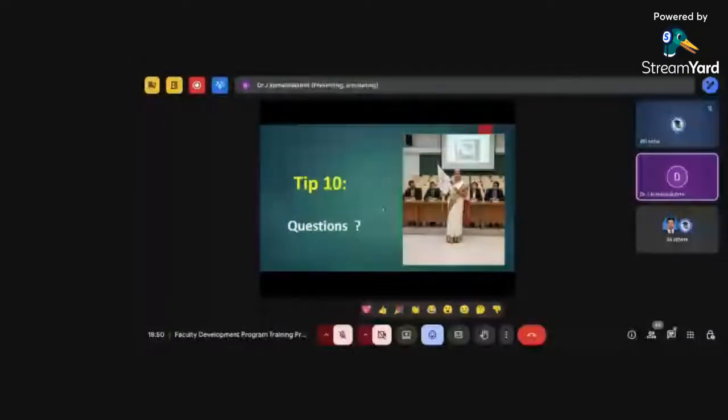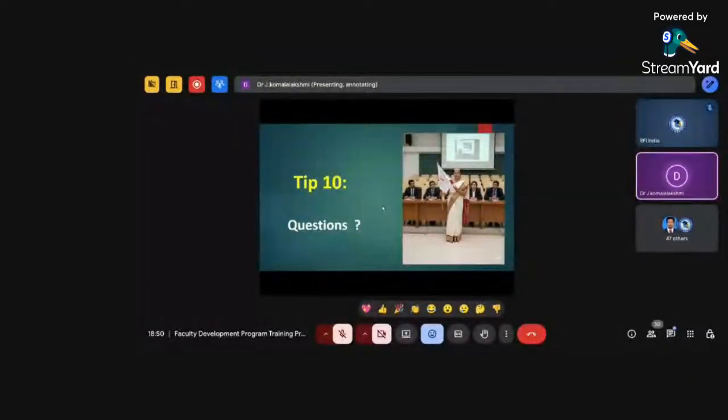And tip number 10 is questions. We have to give questions to the audience when we are giving group discussions. Either one is at the beginning, as we all do. Do you know what is KLMN? Anyone knew? Who is Dr. J. Komla Lakshmi? Anyone knew? Okay, what is Research Foundation of India? So these are all the questions we will be asking at the beginning.